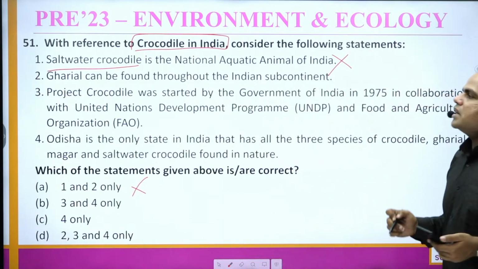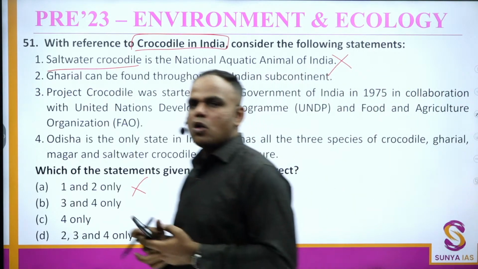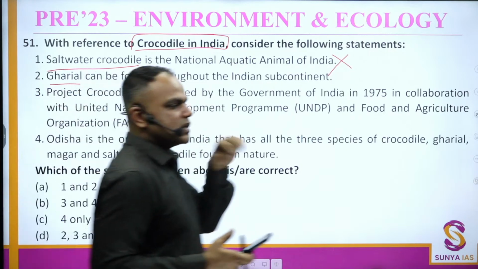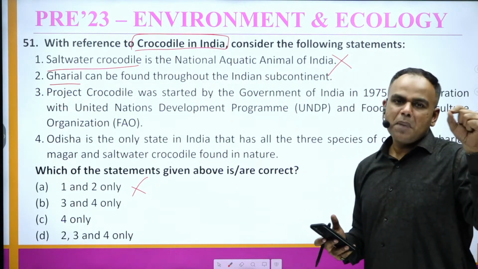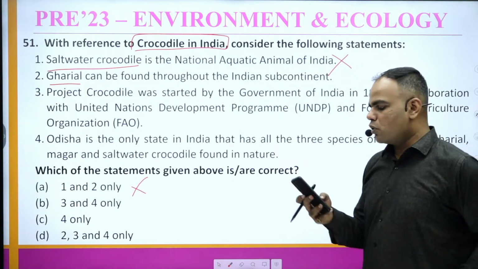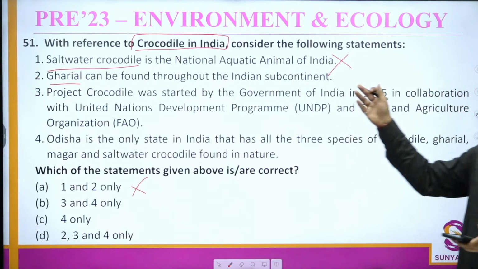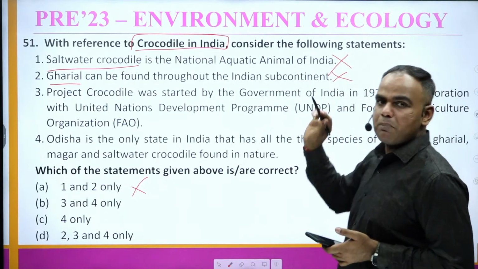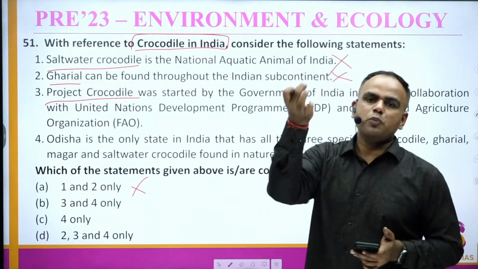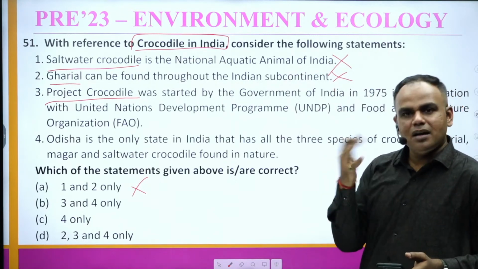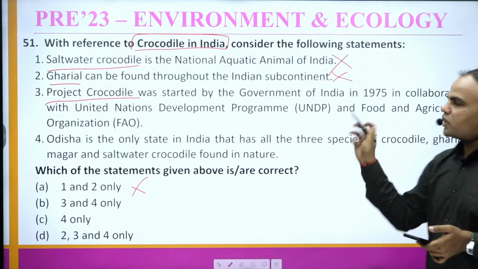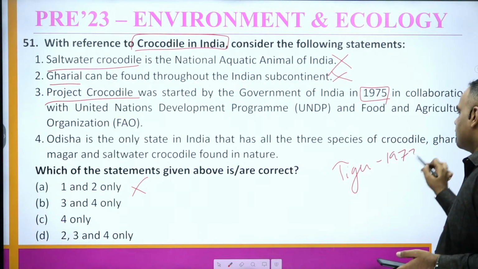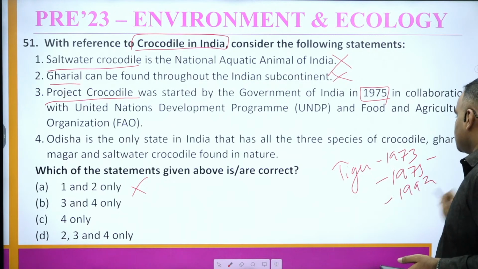Eliminate that. Ghadial can be found throughout the Indian subcontinent. Questions like this you should definitely think about. You know that ghadial is critically endangered, number 1. Second, it is usually found in the Chambal river, let's say the National Chambal Sanctuary. In that part you find more of ghadial. So whether it will be found throughout, of course you can understand this is also wrong. Project Crocodile. Now this is an important point. Many of you don't know about Project Crocodile. You know about Project Elephant 1992 and Project Tiger 1973, but many of you don't know Project Crocodile. Here the year is 1975. So if they ask you how to arrange: Tiger 1973, Crocodile 1975, and Elephant 1992.